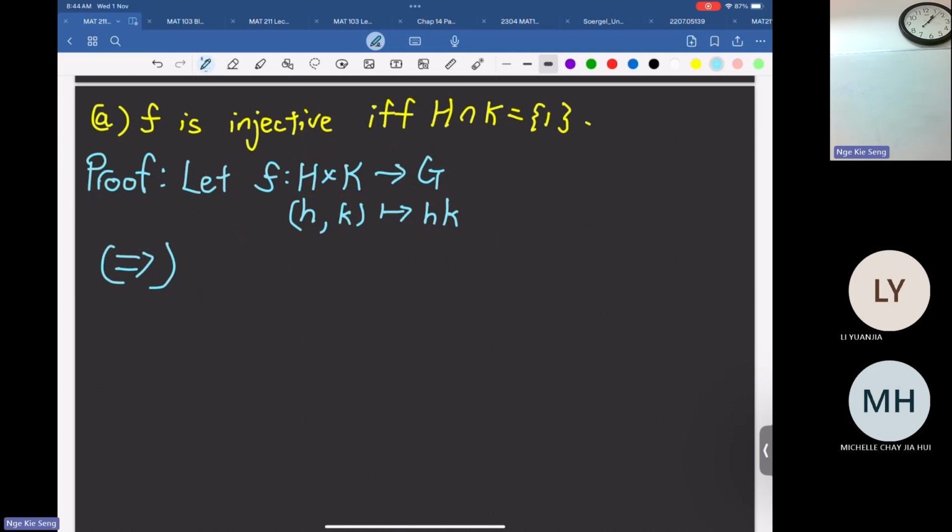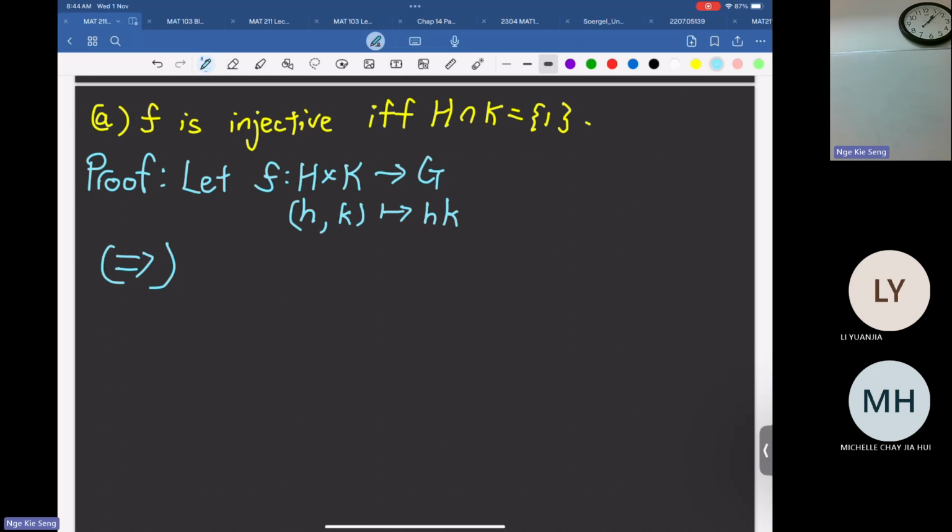Kernel equals the identity. Okay. So how do you show that? Still on the way. You want to use the kernel. Have we shown that this is a homomorphism yet? I haven't quite shown this is a homomorphism yet. Okay. A homomorphism is injective if and only if the kernel is the identity, right? Okay.